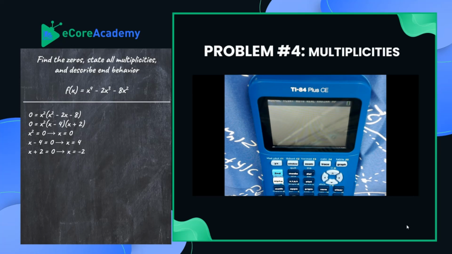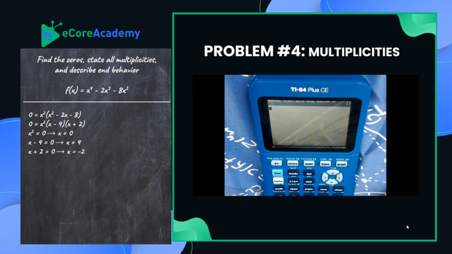0 equals, if we factor that x squared out, we get x squared times, well, x to the fourth divided by x squared is x squared, minus 2x cubed divided by x squared is just minus 2x, and then 8x squared divided by x squared is 8, so we get minus 8. Now you can see we're left with a quadratic, and we can actually break it down into 2 linear factors by a guess and check factoring method. So we get x minus 4 times x plus 2. If you multiply that back out, you get x squared minus 2x minus 8. So then we get x squared times x minus 4 times x plus 2. So our 3 linear factors.